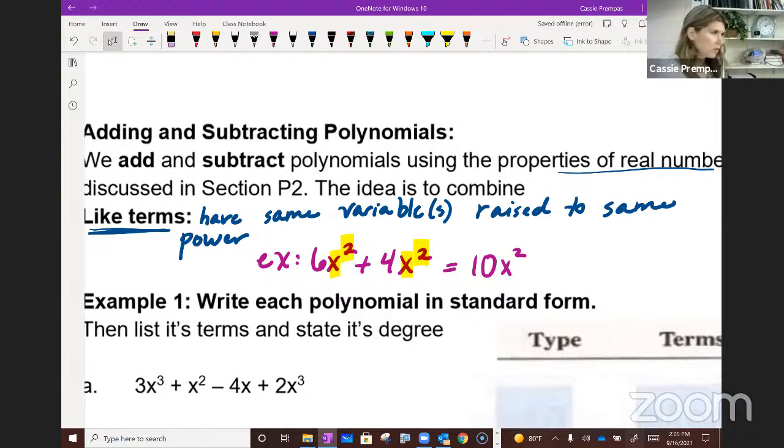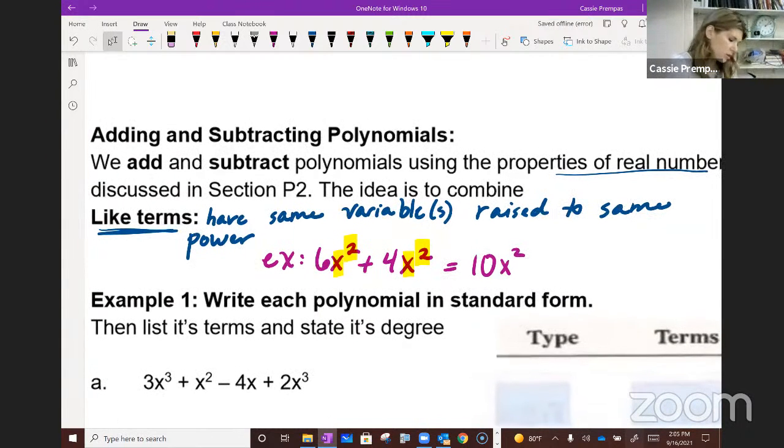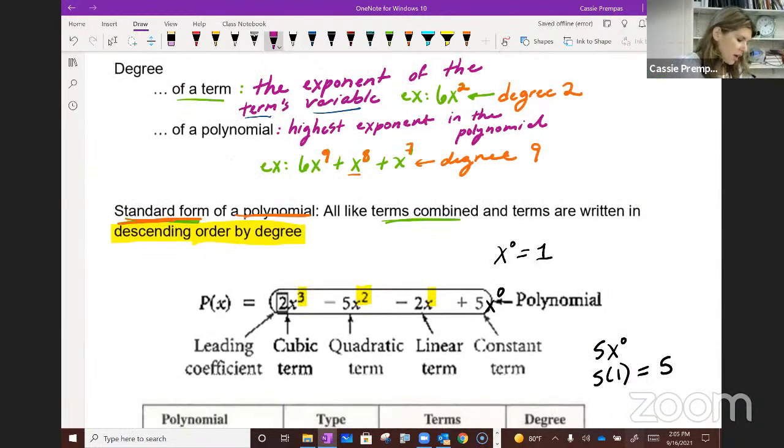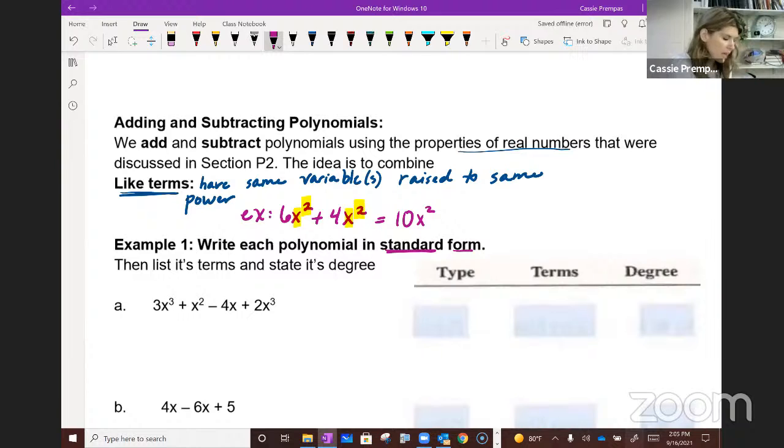All right, guys, let's practice doing what we just learned. Write each polynomial in standard form. Remember, standard form, I'm going to go back to that definition. That means all like terms are combined and the terms are written in descending order by degree. So highest to lowest. Then list its terms and state its degree. This is what the first few homework questions will look like. You'll have to fill in these boxes.